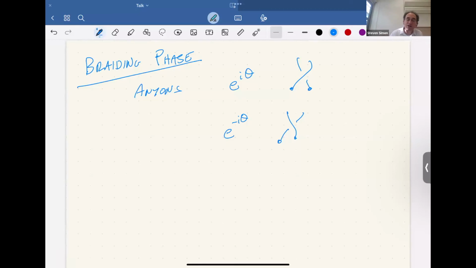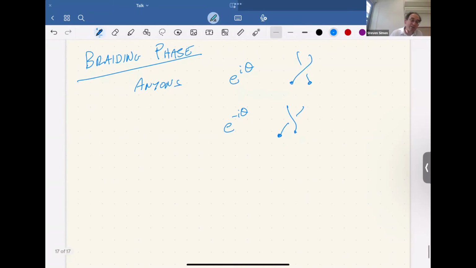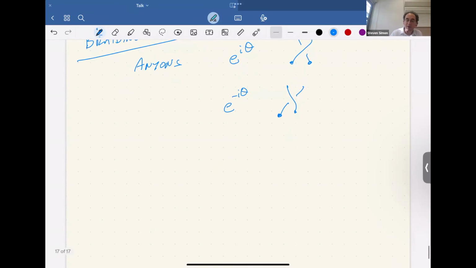And it's only just in the last couple of years that people have actually been able to do experiments to measure the braiding phase, where you actually take particles around each other and measure the phase. Now it's been done in several different, rather beautiful experiments. If I had more time, I would explain those experiments to you.